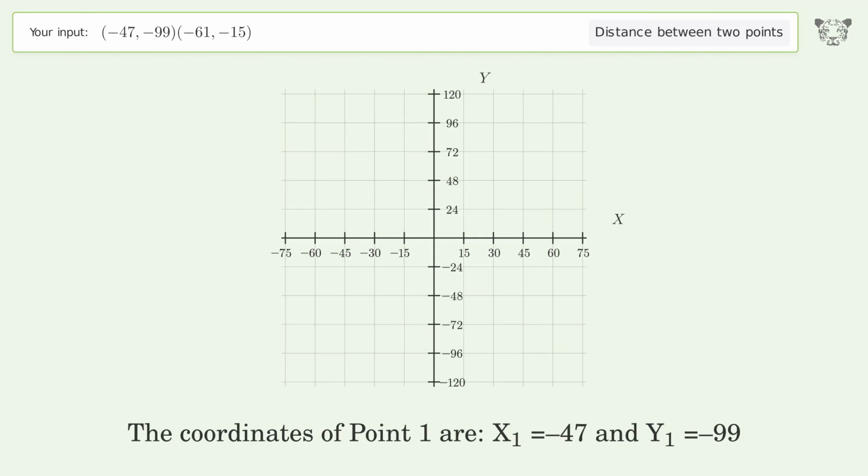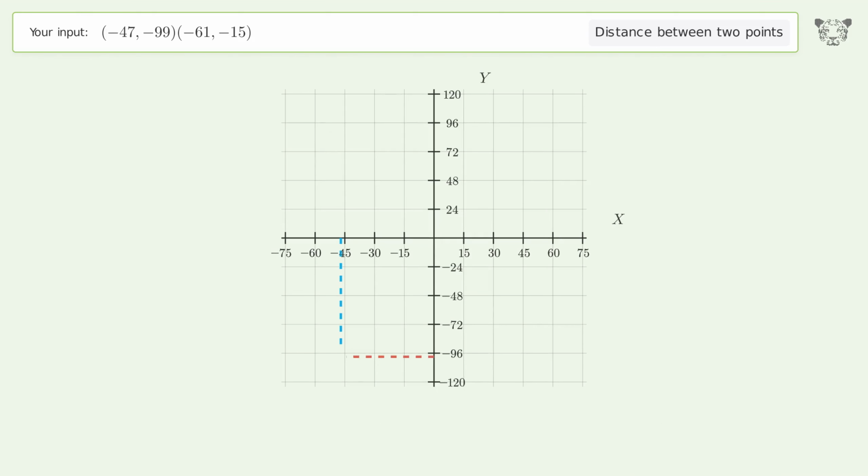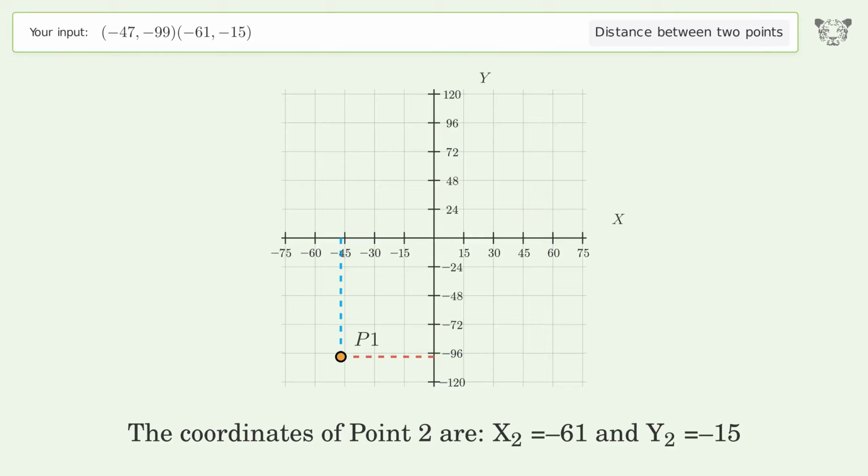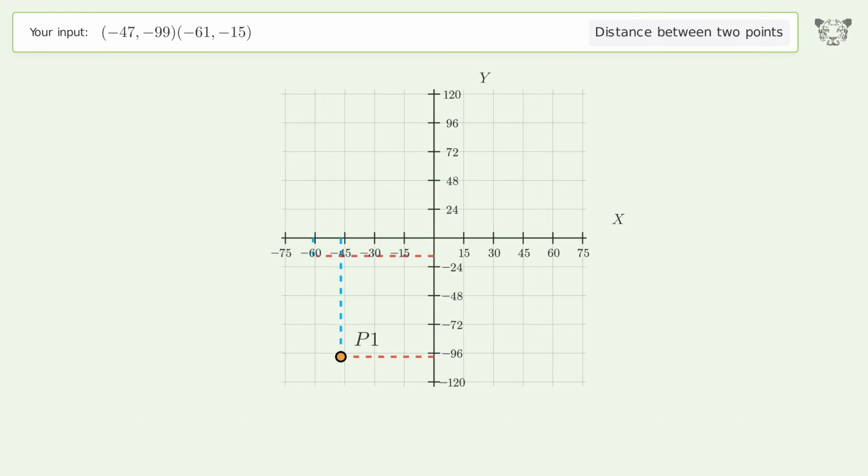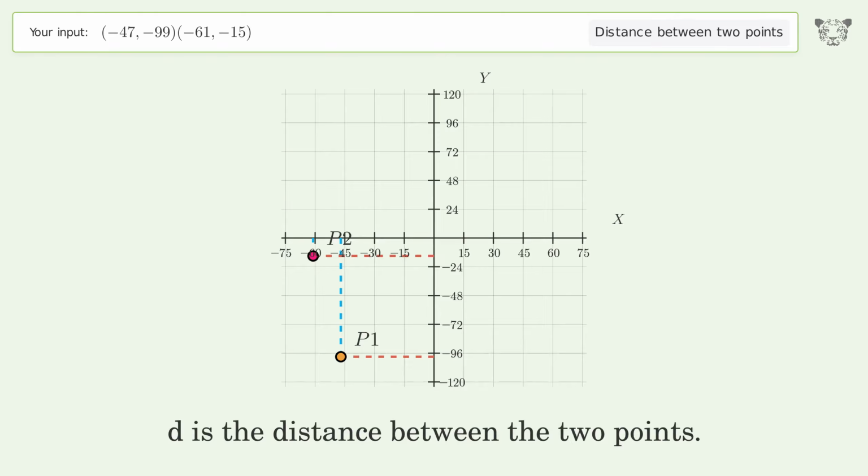The coordinates of point 1 are x1 equals -47 and y1 equals -99. The coordinates of point 2 are x2 equals -61 and y2 equals -15. D is the distance between the 2 points.